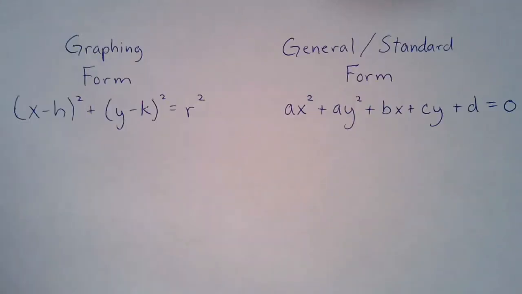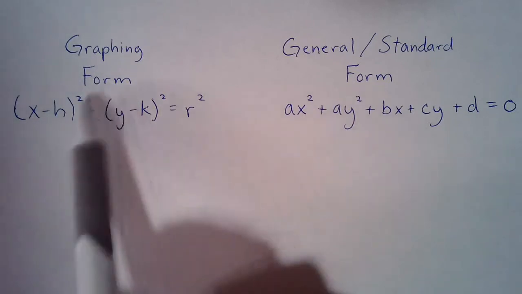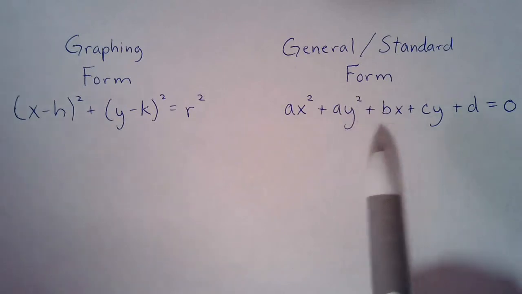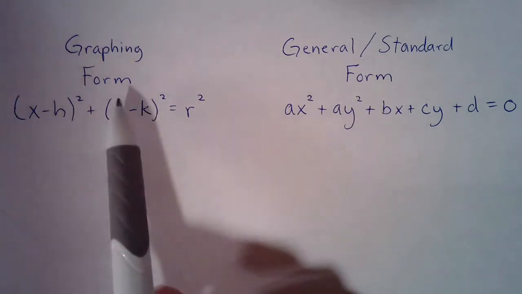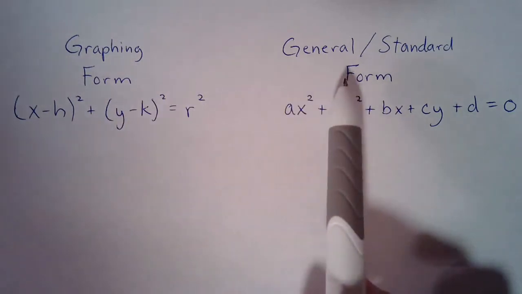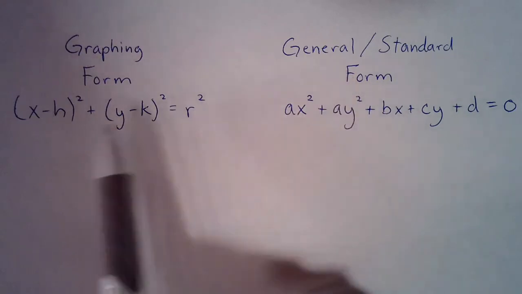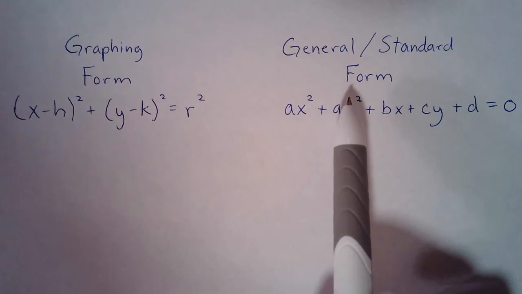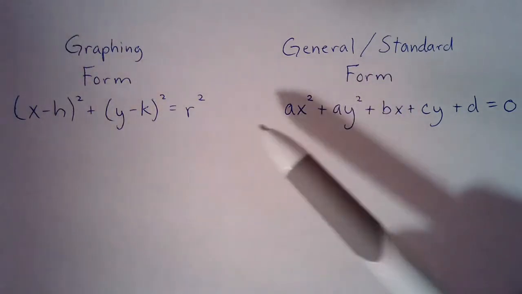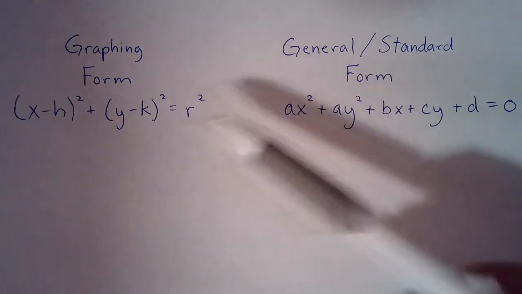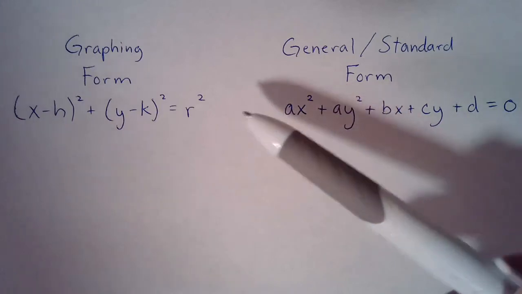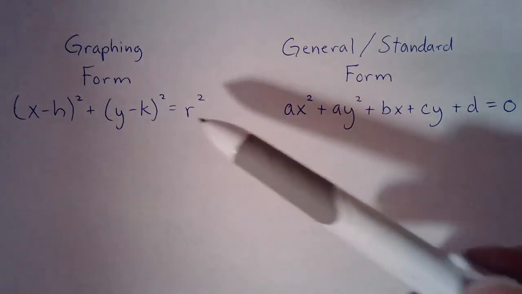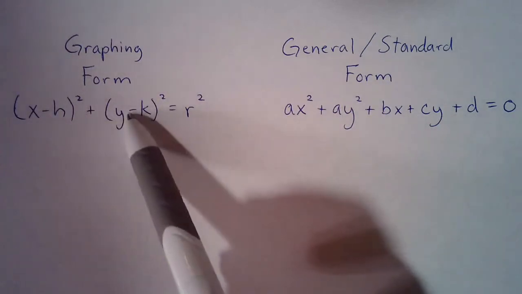Alright, to summarize, we have the graphing form of the circle, and we have the general or standard form of the equation of a circle. So to go from graphing form to the general or standard form, we just needed to multiply things out and combine our like terms. But to go from the general or the standard form to the graphing form, we had to complete the square twice. We had to complete the square for the x part and for the y part, so that we could have the perfect square for the x and the perfect square for the y.